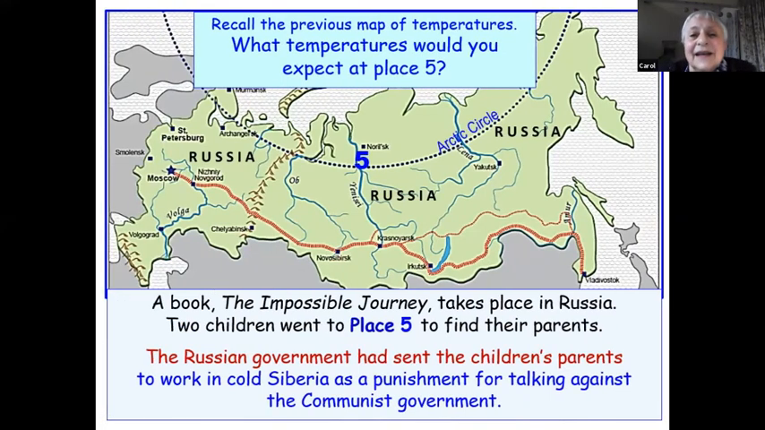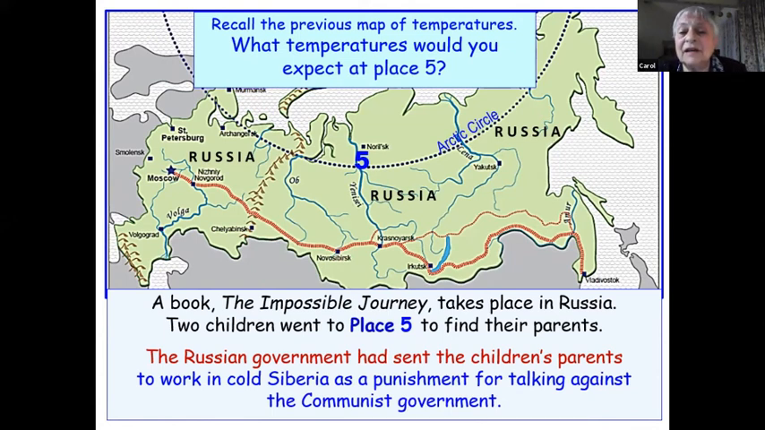Can you see the line on there that is the Arctic Circle? I have a place 5 on there. Norilsk is where the diamond mine is. I'm going to show you a teeny bit about Krasnoyarsk later.